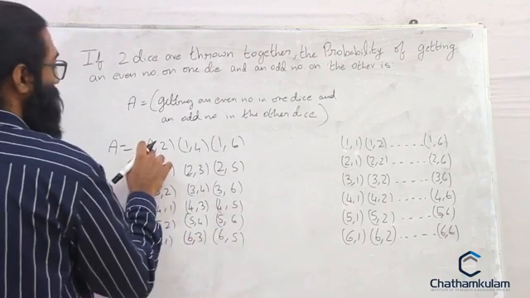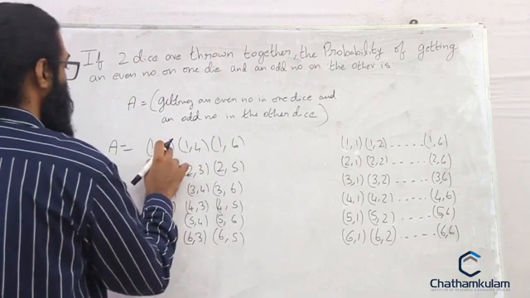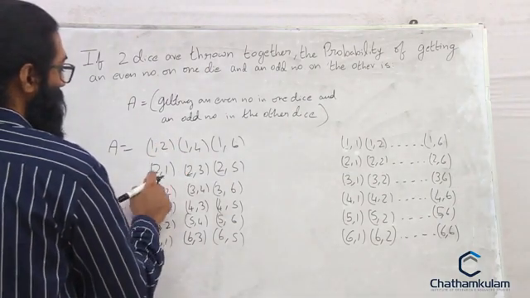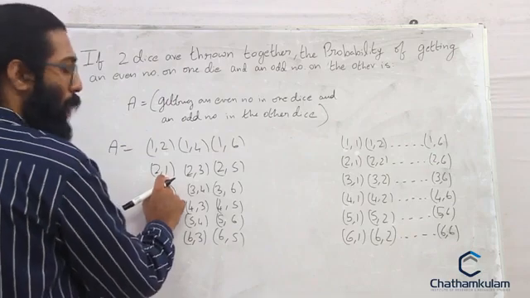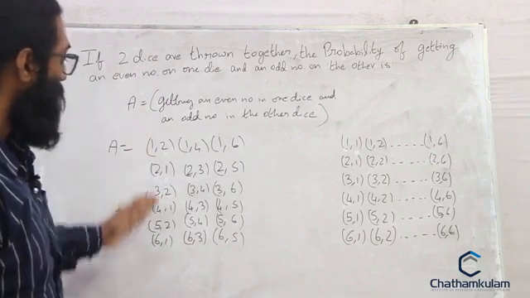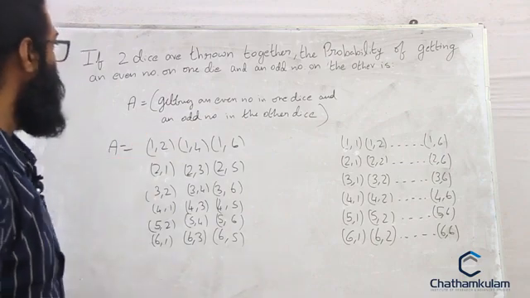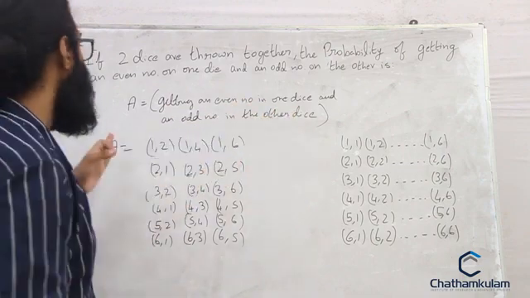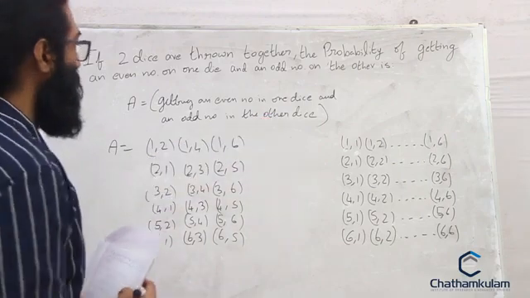You see this is odd and this is even. You see this one, this is even and this is odd. In third line, this is odd and this is even. Similarly, we have found out every possible outcome of getting an even number in one dice and an odd number in the other dice, right?